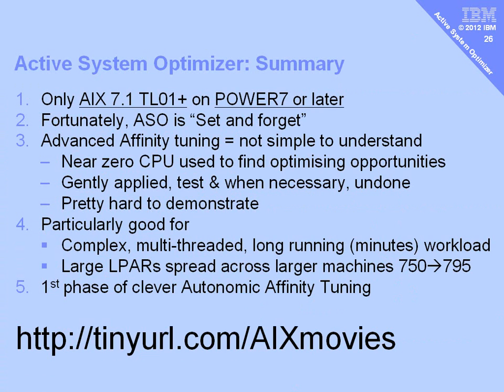Here's my little summary: AIX 7 Tier 1 and POWER7 or above. Fortunately it's largely set and forget. You can switch this on and just look at the logs now and again to see what it's up to. Advanced tuning, certainly not simple to understand some of these affinity options that it's using. It fortunately uses near 0 CPU when it's running, so it's not going to cost us anything to switch it on, and it gently applies these things, tests that it's actually making an improvement, and where necessary it undoes them, or if the workload changes later on.